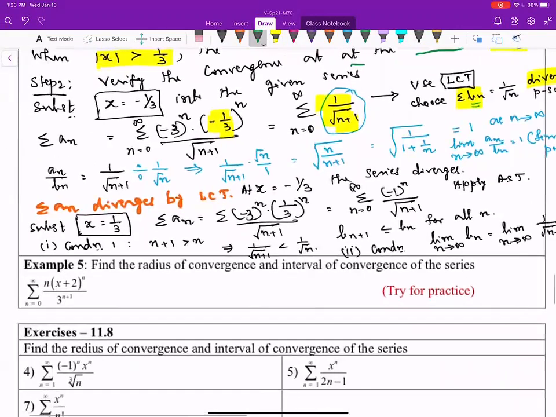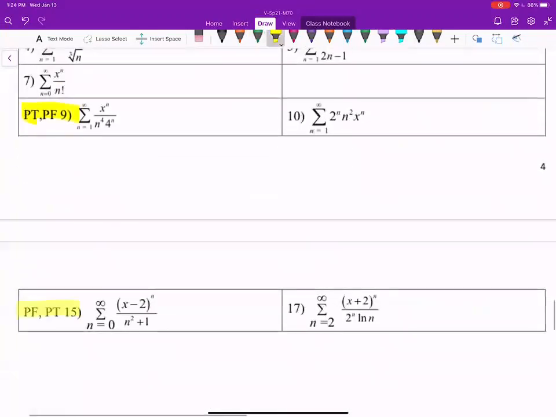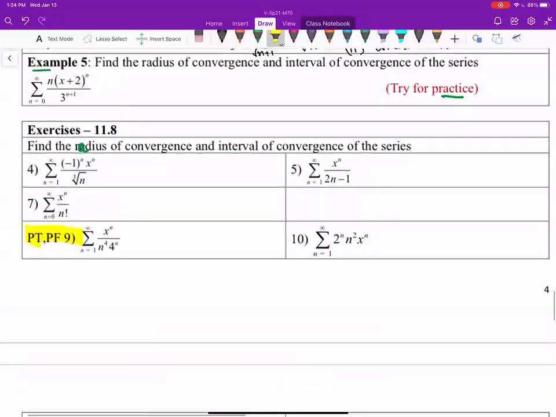I would like the class to try this example 5 as a practice. Then also I have done in the section videos some of the suggested problems. The problems that I have done in the section video are problem number 9, problem number 15, and also 17. These are for your extra practice. Some of them you can find in the homework exercise as well. Hope these videos help.